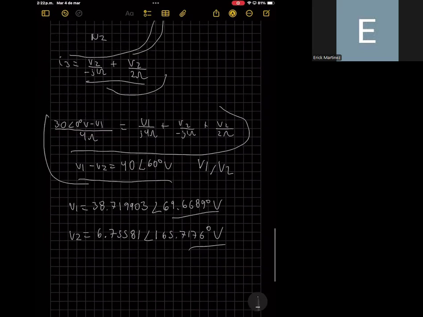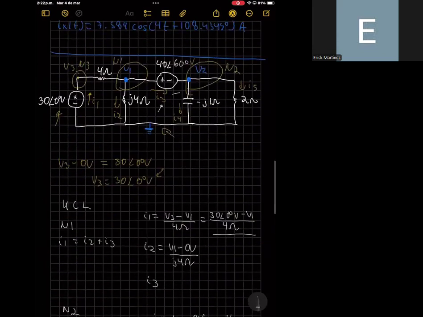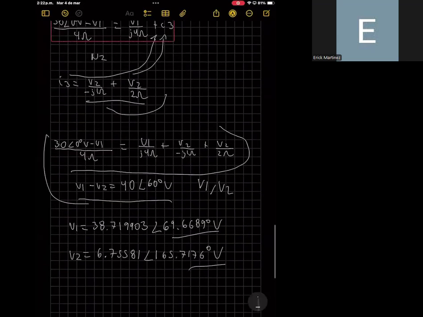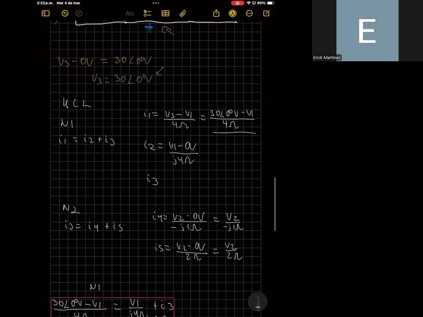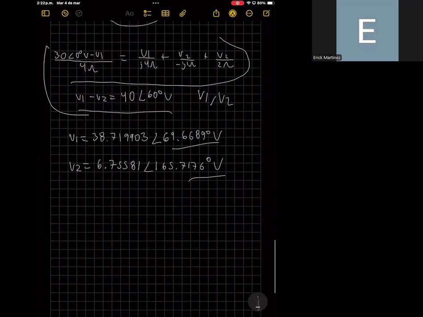And we can also find a relationship that describes the interaction between V1 and V2 based on the difference in voltage between these two nodes and the voltage that we know, that is this voltage source of 40 with an angle of 60 degrees. So I think that's all for this example.